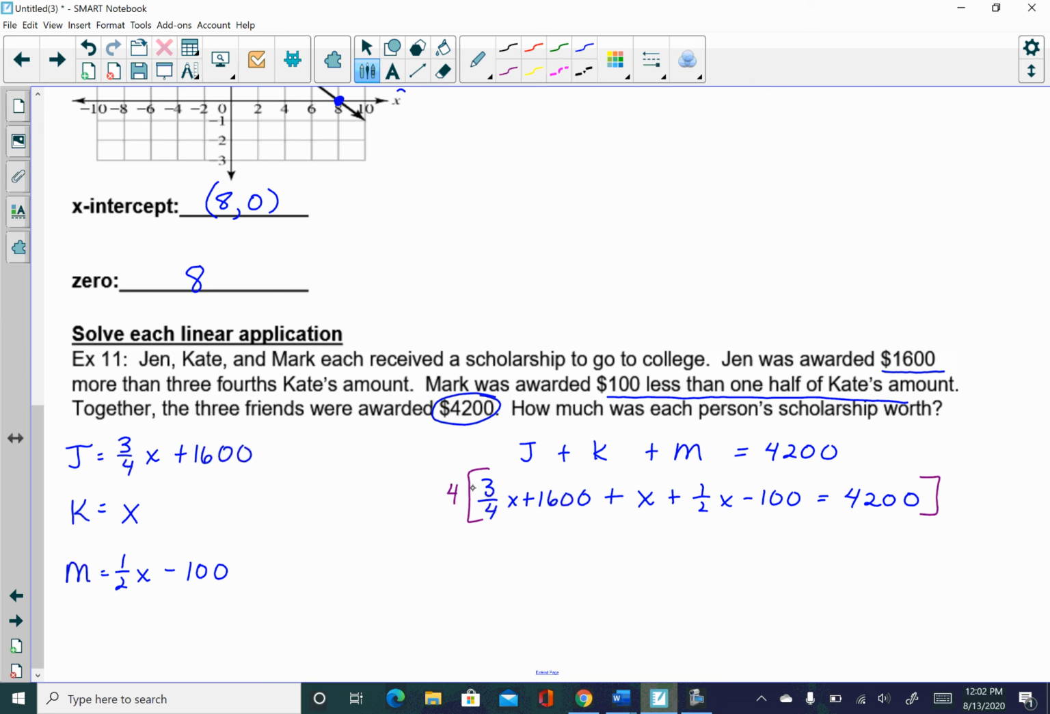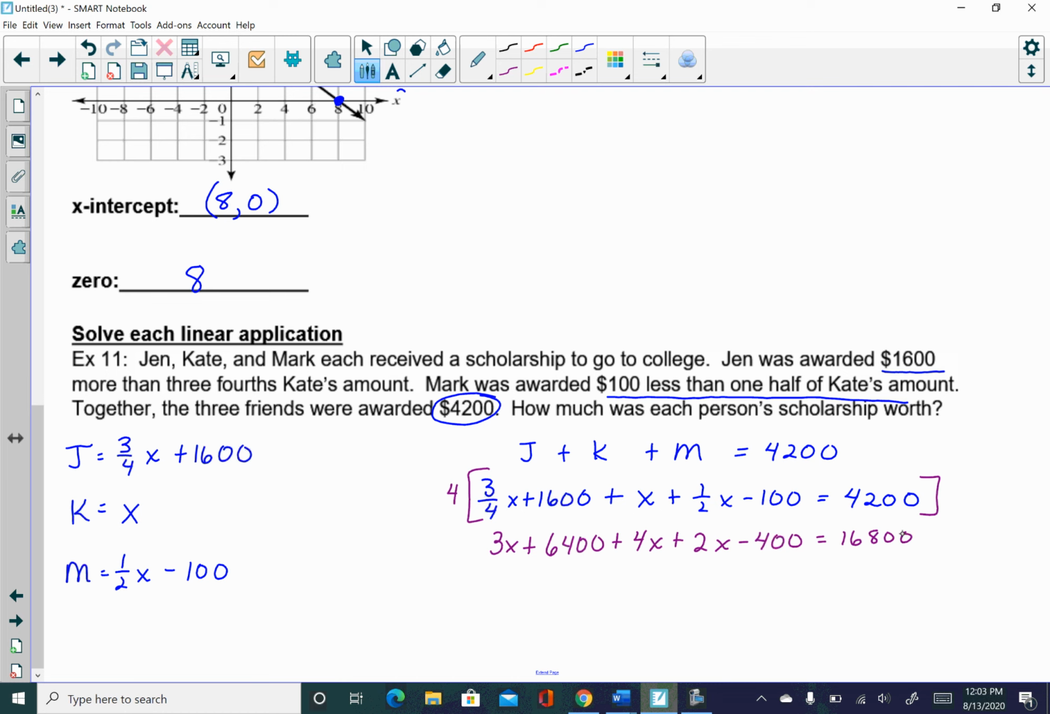So multiply by 4. 4 divided by 4 is 1. 1 times 3, 3x. 4 times 1,600, 6,400. 4 times x. You can think of this one as half of 4, so half of 4 is 2, but I'll do it the other way as well. 4 divided by 2 is 2. 2 times 1, 2x. 4 times 100. 4 times 4,200, and that would put you at 16,800.